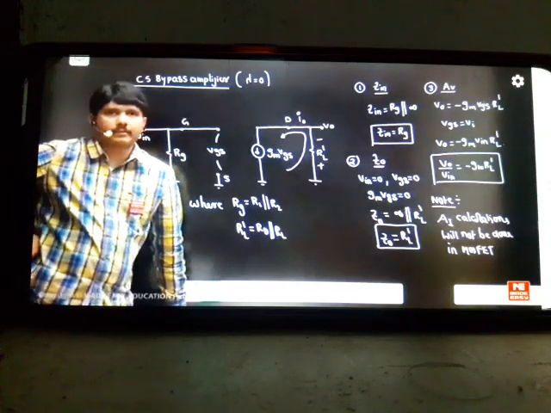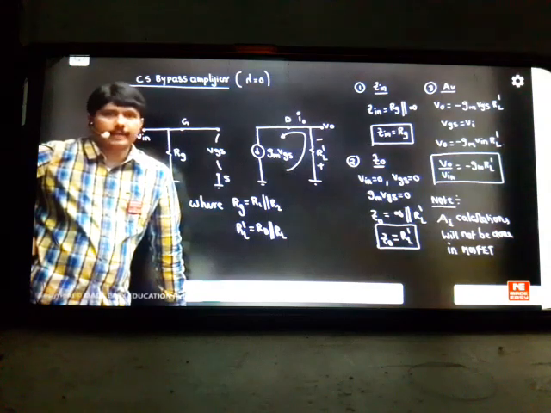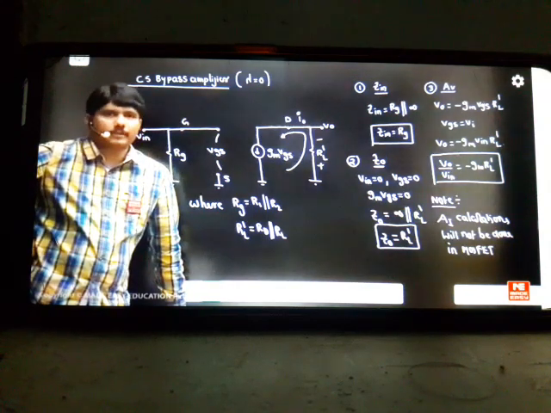Tomorrow's class, when I come at 8 o'clock in the morning, we'll start with common source unbypass and common emitter unbypass. That will become the 4th topic. After that we'll continue with active load concepts. Lastly we'll cover the frequency response. Tomorrow the complete job of amplifier CE and CS should be completed. That is the target.